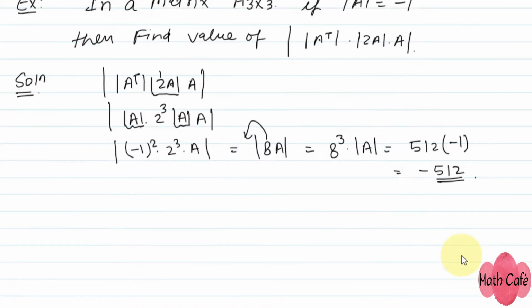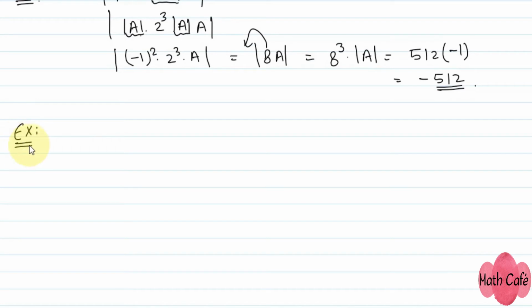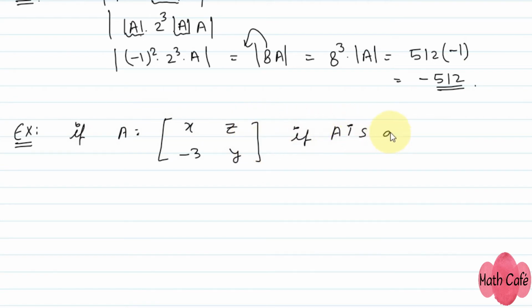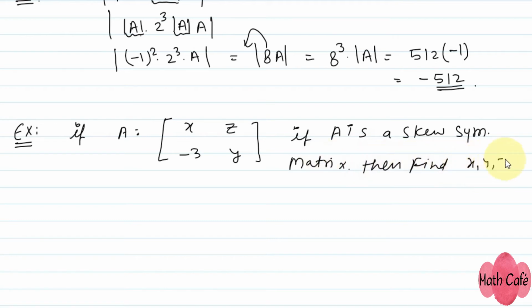Let's take another example here. It is written in the question that a matrix is given with entries x, z, minus 3 and y. If A is a skew symmetric matrix, then find all the variables x, y and z. Alright, so let's proceed with the solution.